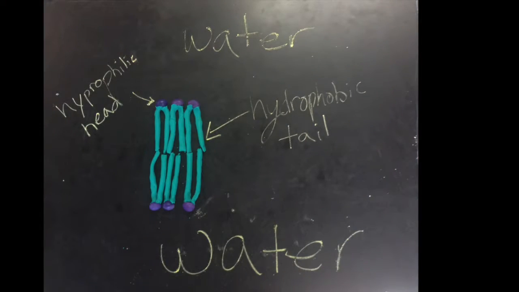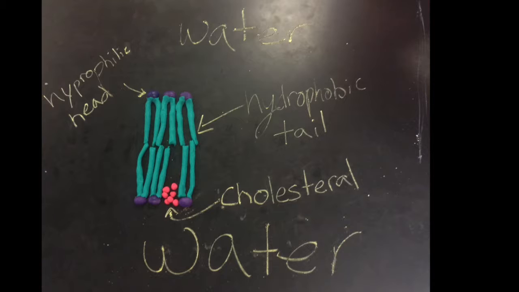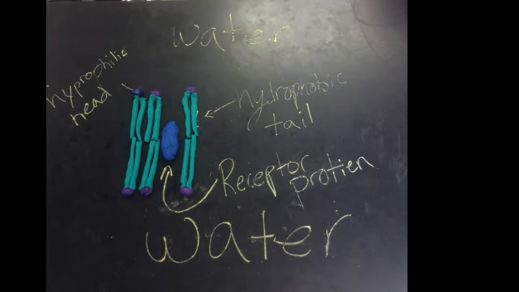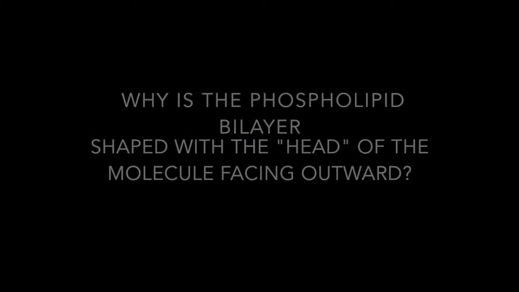A phospholipid is an amphipathic molecule that has both hydrophilic and hydrophobic regions. Cholesterol reduces membrane fluidity at moderate temperatures by reducing phospholipid movement. A receptor protein is a protein molecule that receives chemical signals from outside a cell.